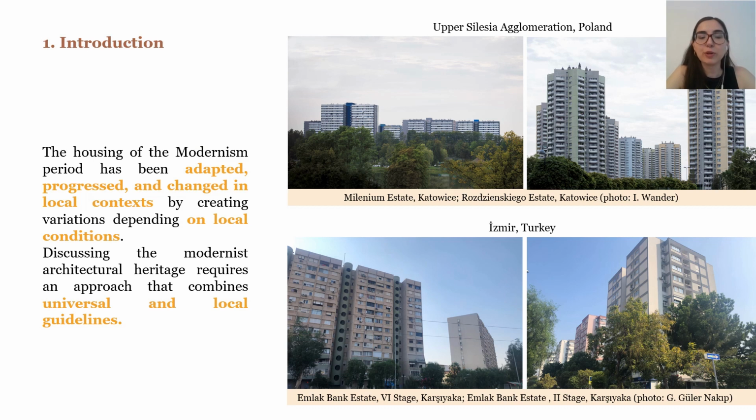The housing of the modernism period has been adapted, progressed, and changed in local contexts by creating variations depending on local conditions. Therefore, discussing the modernist architectural heritage requires an approach that combines universal and local guidelines. In this study, the acceptance and development of modernism in the local context are comparatively analyzed using examples of selected multi-story houses, housing estates, and urban layouts in the second half of the 20th century from two different industrial and high-density regions, from Turkey and Poland.